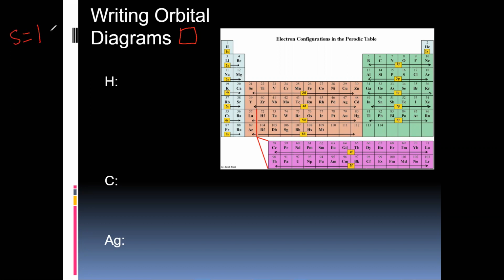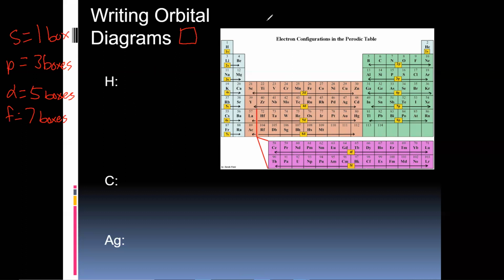So s equals 1 box. P energy levels, p2, p3, p4, p5, p6, they can hold 6 total. Each orbital can hold 2 electrons, so p needs 3 boxes. D can hold 10 total electrons, so d is going to need 5 boxes. And if we were to get all the way to f, f has a total of 14 electrons, so f is going to need 7 boxes. Once again, just watch my examples, it will become a little bit more clear.